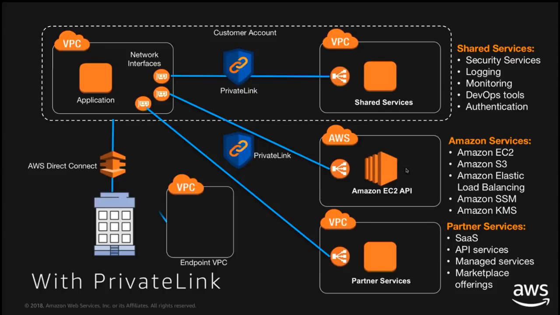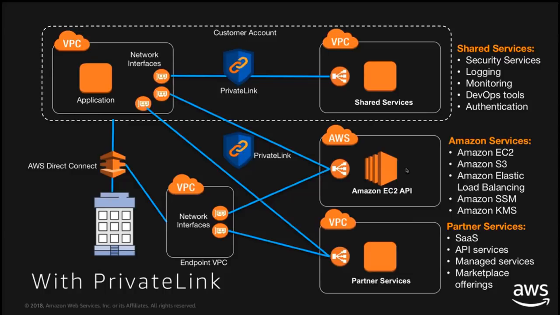And what's neat about this is maybe you don't have a VPC in AWS, but you're still interested in accessing those third-party services over PrivateLink. So whether you want to access our services or partner services, you could create an endpoint VPC, is what I've called it here, where you could come in over Direct Connect, access those network interfaces, and go directly to these APIs.